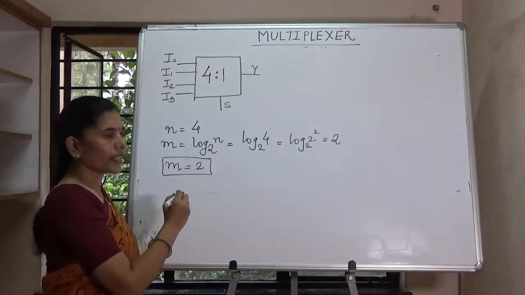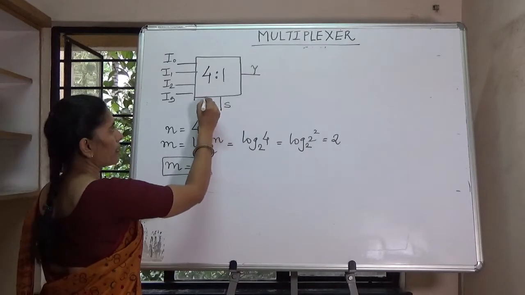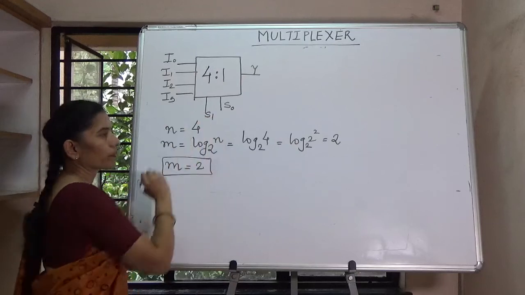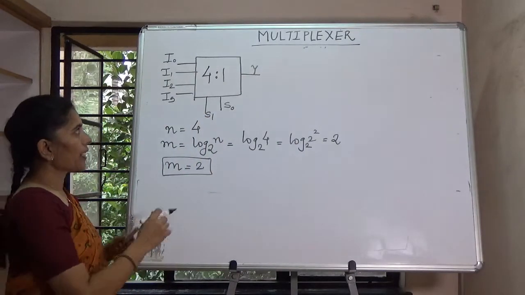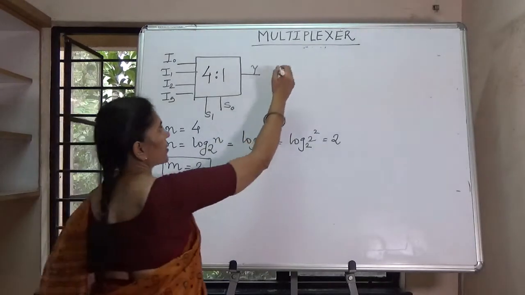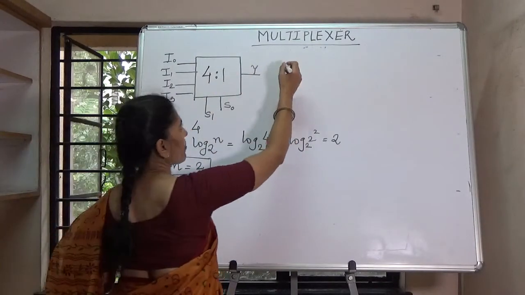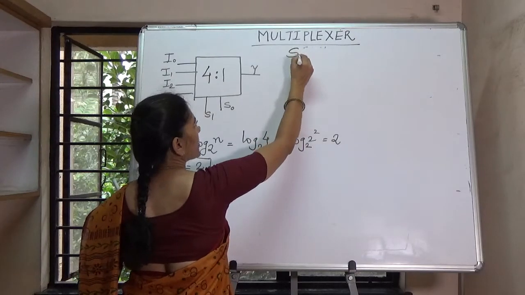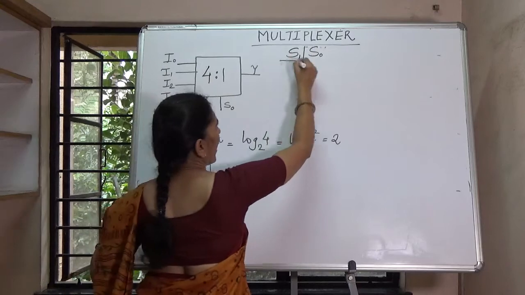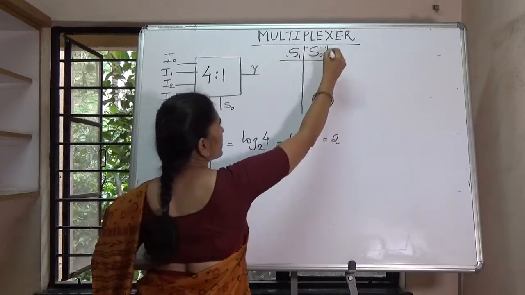So let us draw the select lines. Let's name them as S0 and S1. So two select lines and one output line. Let us write the table for the 4:1 multiplexer. Two select lines S1, S0 and output Y.